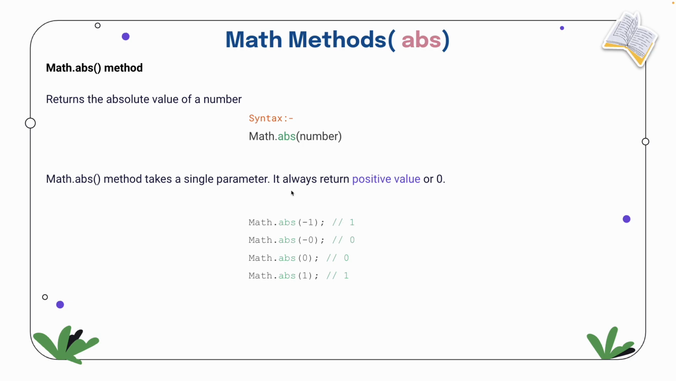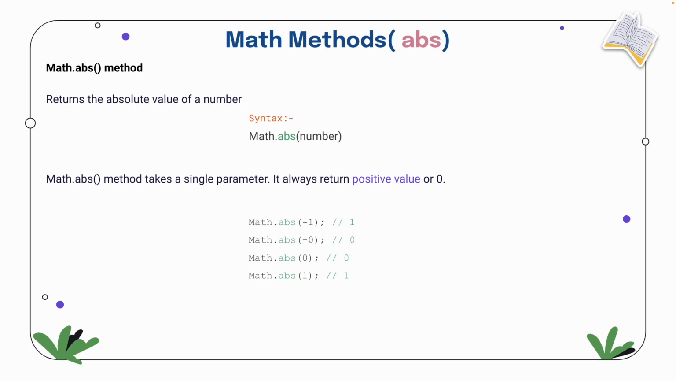So this is one method. Why is this method required? Let's suppose you have a negative number and you want to operate on it. Before operating, you will first try to make it positive. At that time we'll use Math.abs, the absolute value.